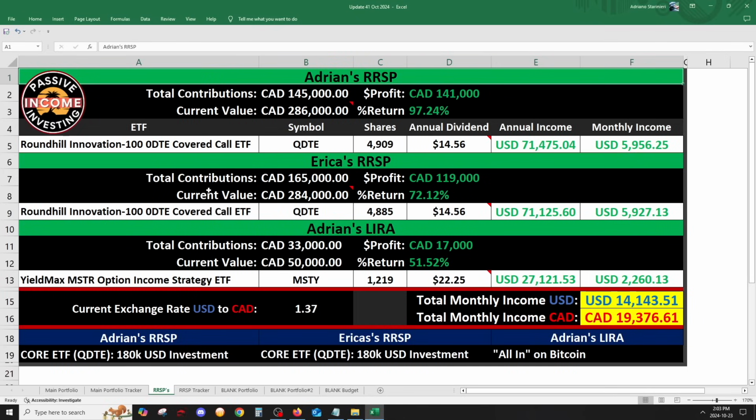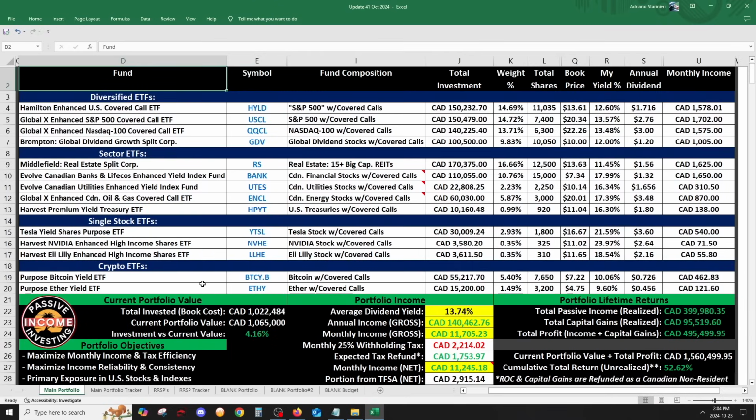So tell me what you think about the moves I did in the retirement accounts, about the MAXI going to MicroStrategy. If, let's say, Harvest or Purpose comes out with a single stock MicroStrategy covered call ETF with 25% leverage, would you swap BTCY.B into it completely? Let me know what you think about that in the comments.